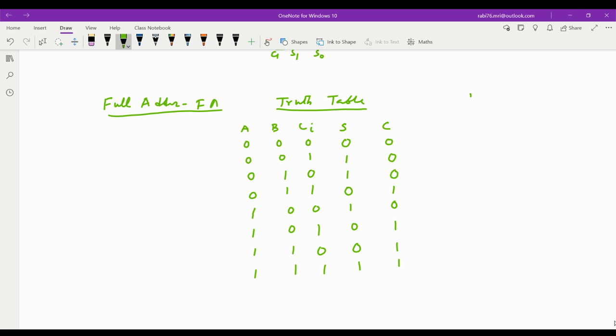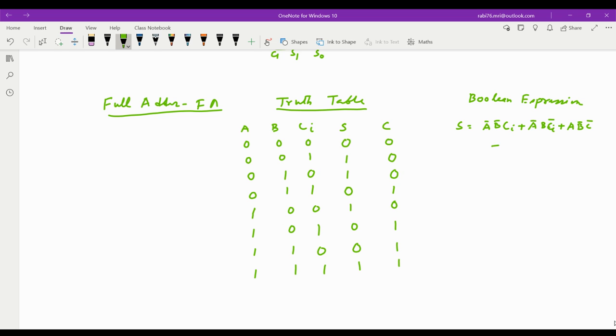Now you are left with the Boolean expression. You have to write the Boolean expression for the output. Sum S. How many terms are there? 1, 2, 3, 4. So you have to write A bar B bar Ci plus A bar B Ci bar plus A B bar Ci bar, right?